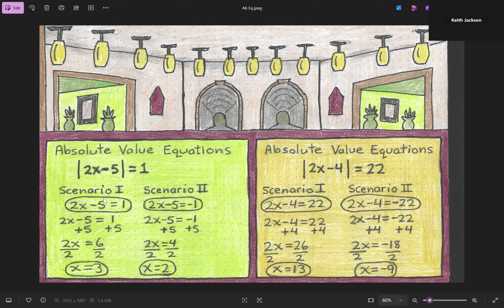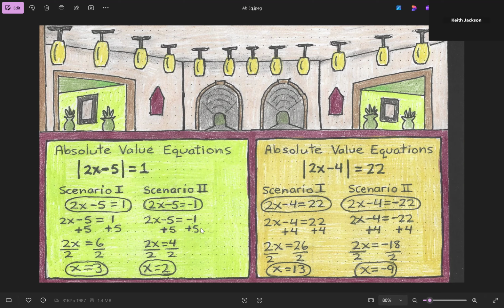And let's go on to scenario 1, in which we have 2x minus 5 is equal to 1. In order to isolate the 2x, we're just going to add 5 to both sides. And when we do that, we get 2x is equal to 6. Let us divide both sides by 2 to further isolate x. And when we do that, we know that 6 divided by 2 will give us 3. And so we know that in scenario 1, x is equal to 3.